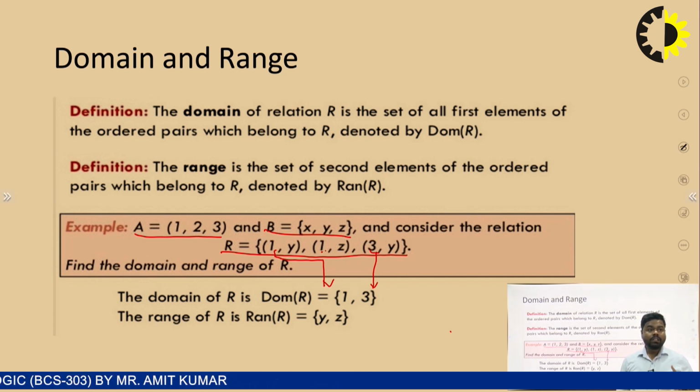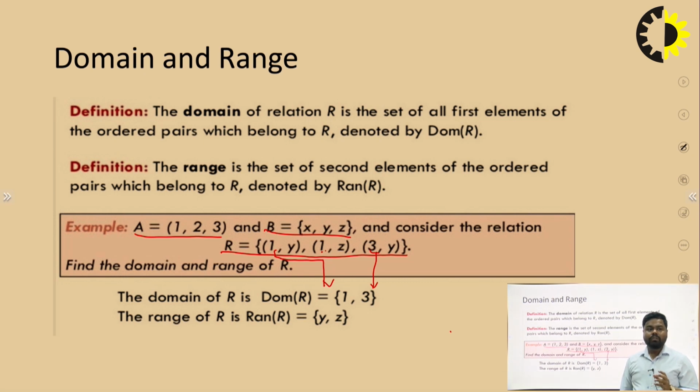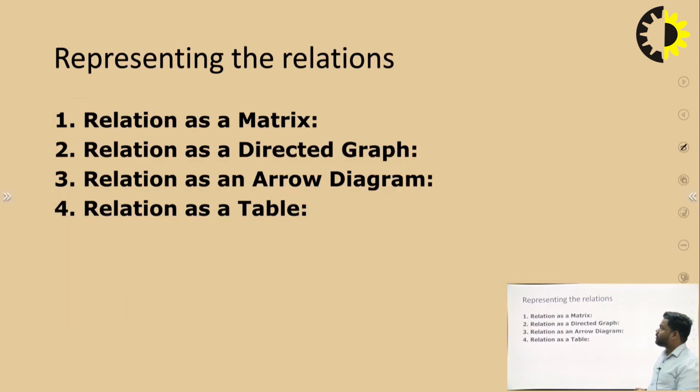And as the range, I have defined the second element of the ordered pair. So the second elements are Y and Z. Okay, so the range is Y and Z. This is clear.